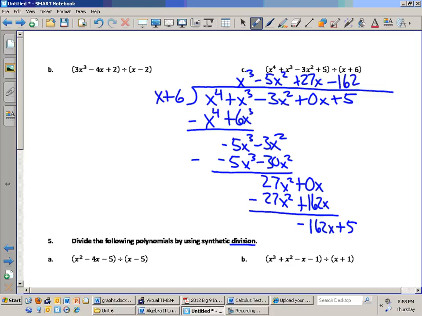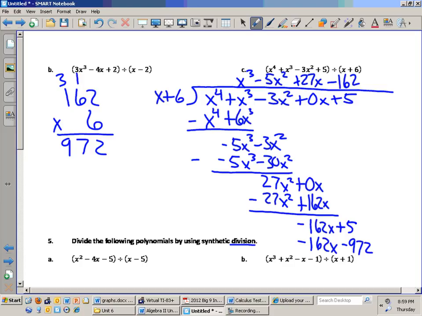162. Multiply negative 162 through, you get negative 162x. And times 6, that's a little bit more difficult. Let's see. 162 times 6, 972, and it's negative. Subtract. 5 minus negative 972 is positive 977, plus 977 divided by your divisor, x plus 6. That is your answer.